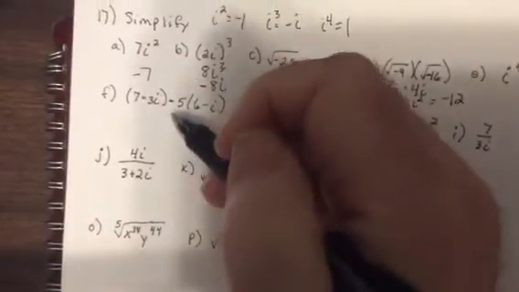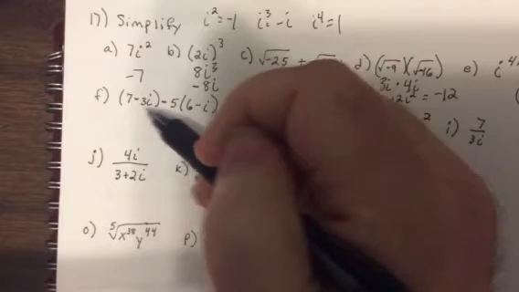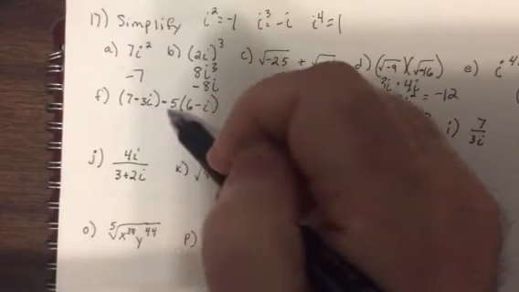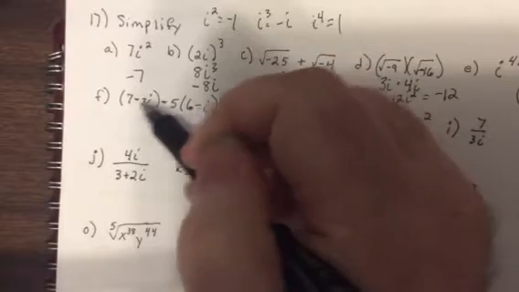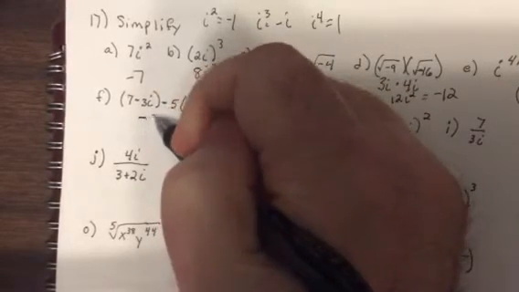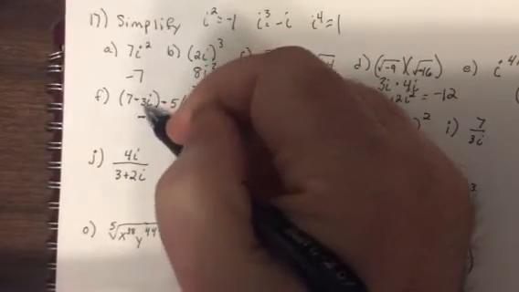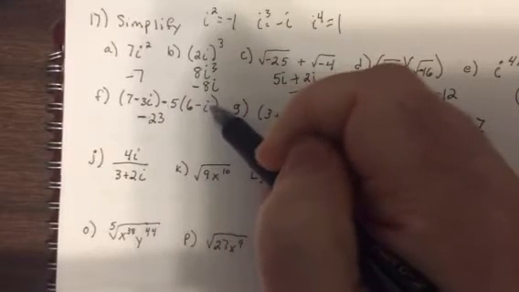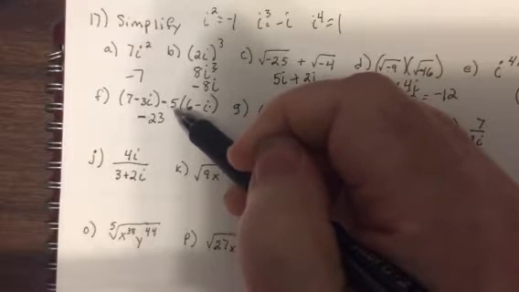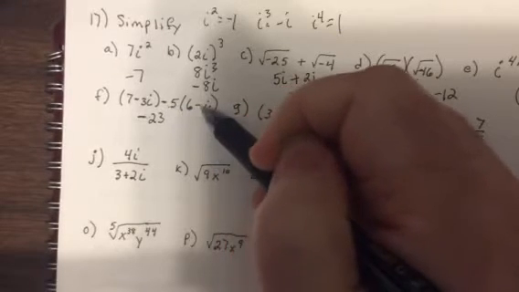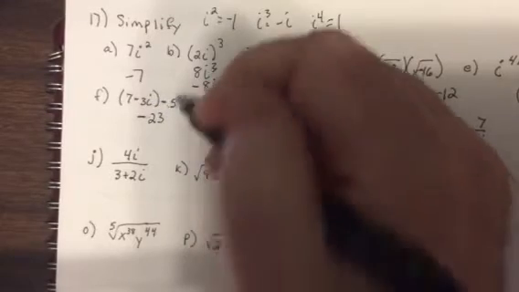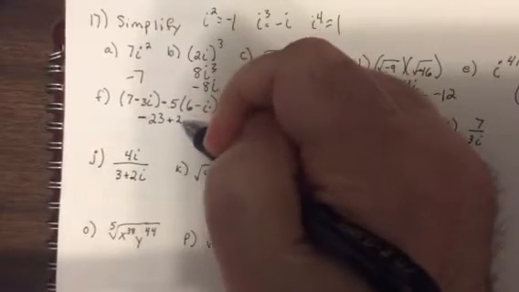So let's see here. This is a complex number. It's also an imaginary number. 7 minus 5 times 6 would be 7 minus 30, which is negative 23. And minus 3i minus a minus i, said that wrong. Minus 5 times minus i is plus 5i. So minus 3i plus 5i is plus 2i.